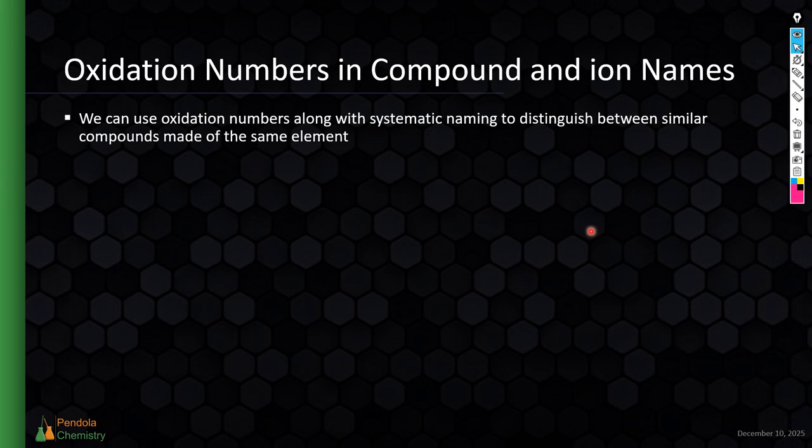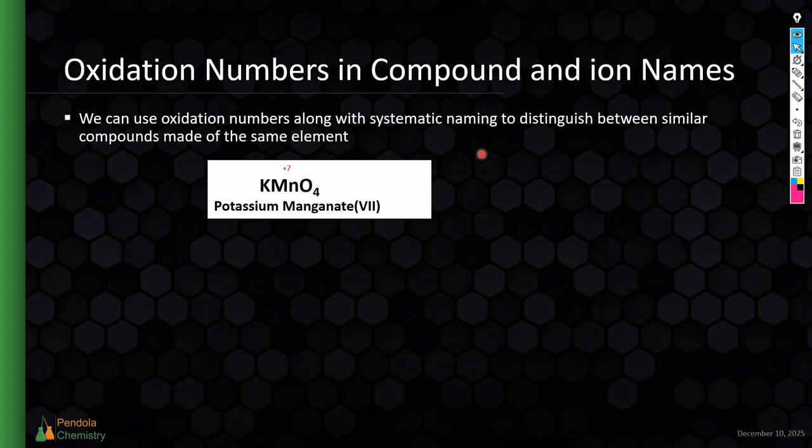Oxidation numbers in compounds and in ion names can be used along with some systematic naming that we learned last year to distinguish between very similar compounds of the same element. Usually this is especially going to be true of compounds that have oxygen in them or polyatomic ions that have oxygen in them. So for example, we learned that KMnO4 last year was potassium permanganate. That's what we named this.